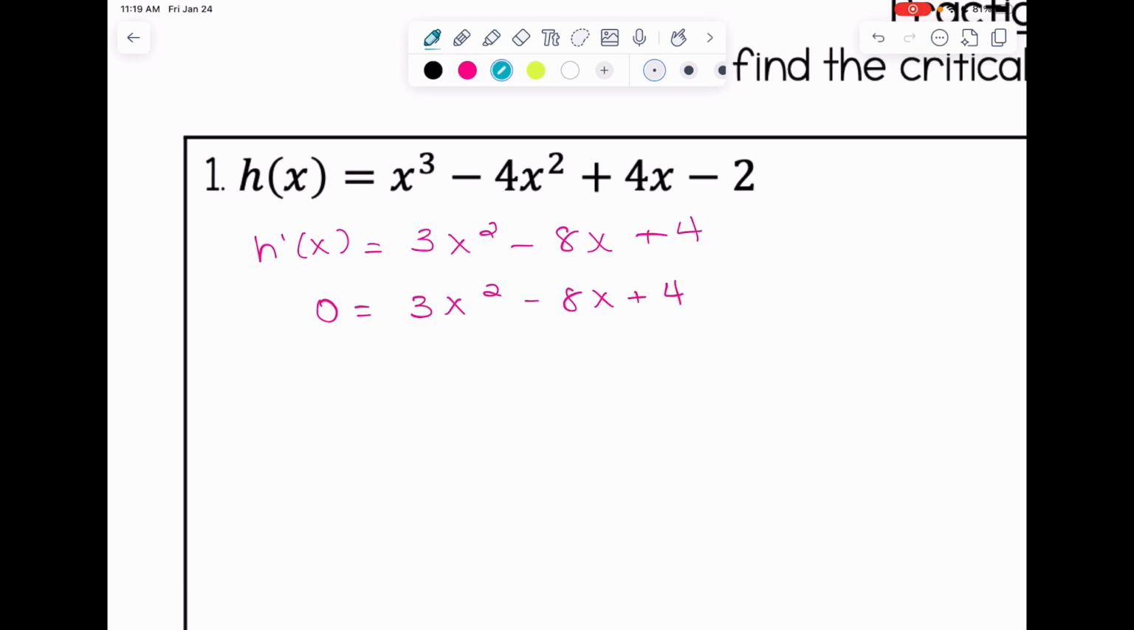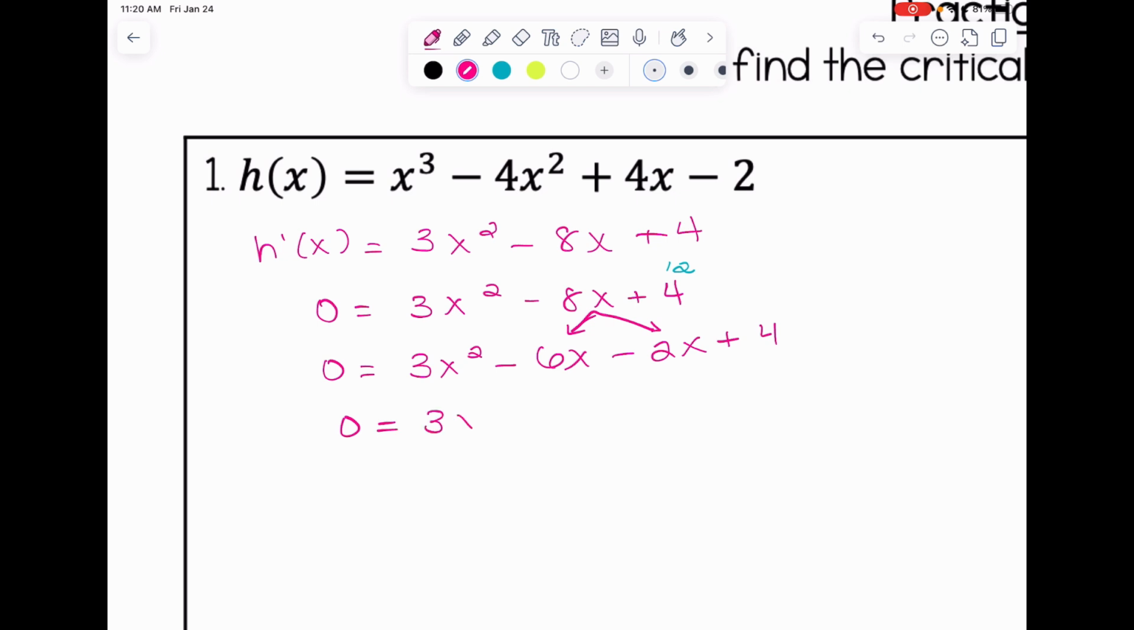All right, to solve this, it is not immediately factorable. We can do factor by grouping though. So I'm going to do 3 times 4, that a times c, gives me 12. And then I'm going to think of two numbers that add up to -8 and multiply to 12. And I'm going to rewrite this in 4 terms. So 3x squared minus 6x minus 2x plus 4. So we're really just rewriting that -8x so that it works better for us in terms of factoring and solving.